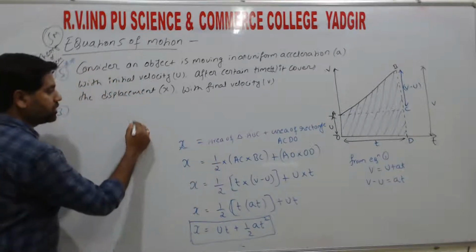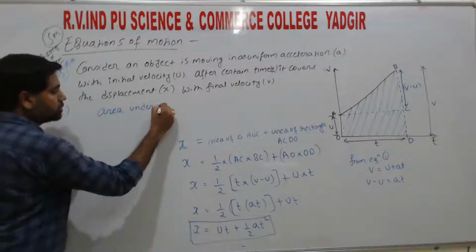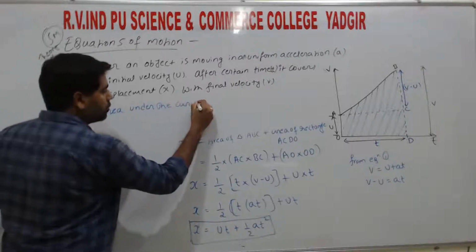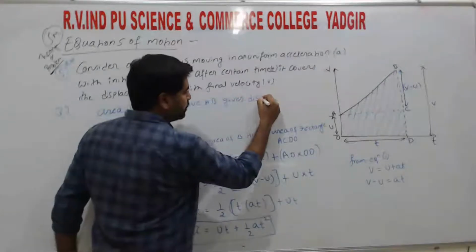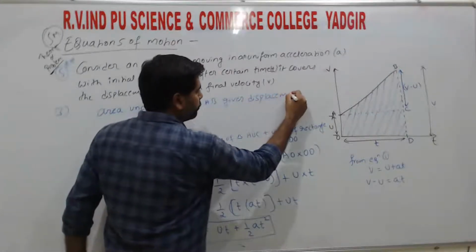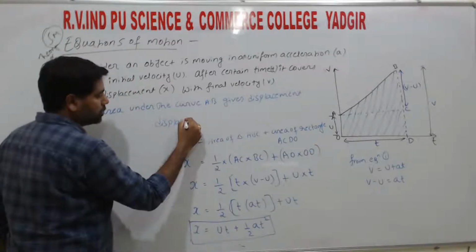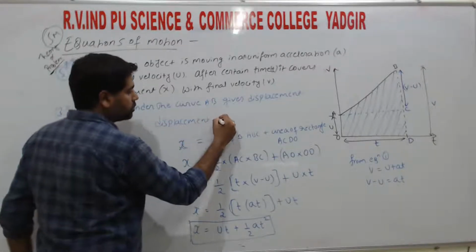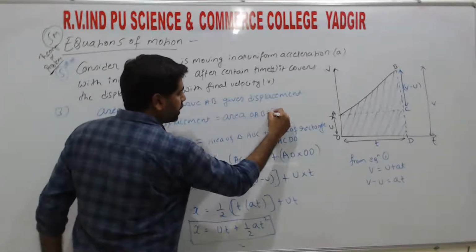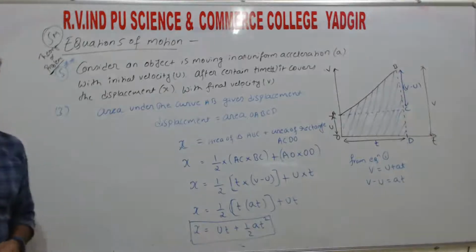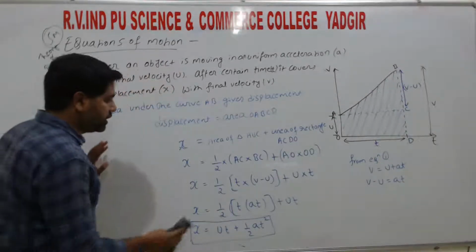Keep this one as is, that is, area under the curve AB gives displacement, right? So displacement is equal to area of O, A, B, C and D. Right? So now just rearrange here.